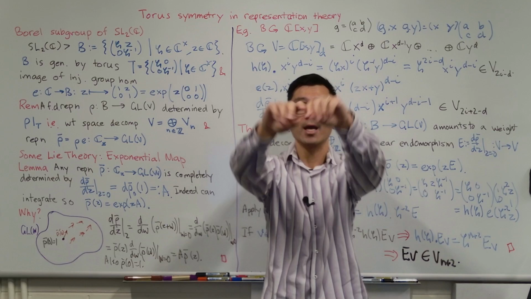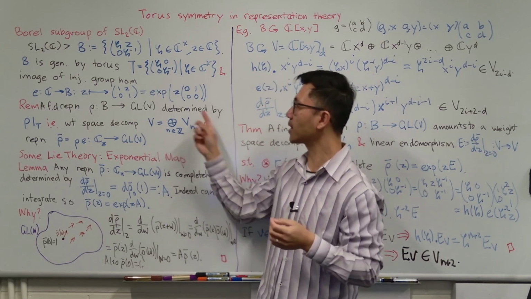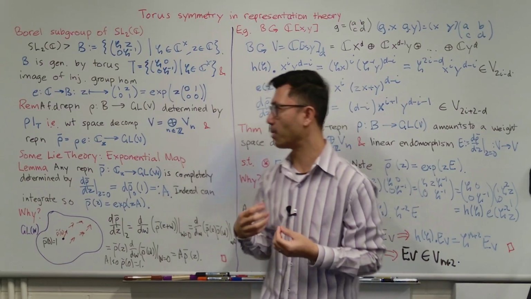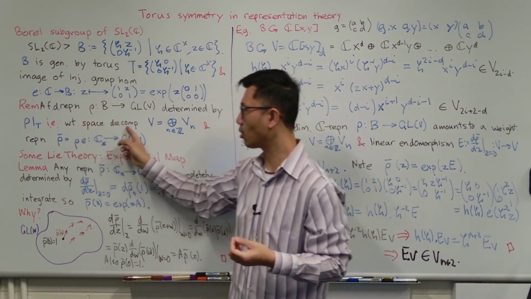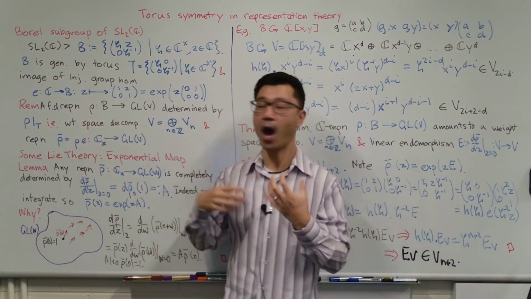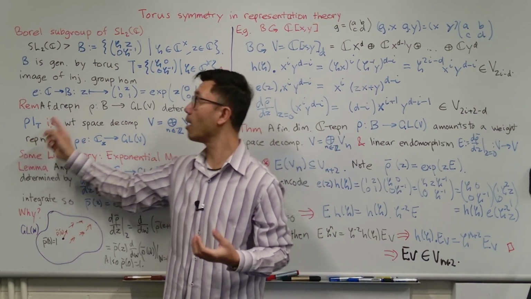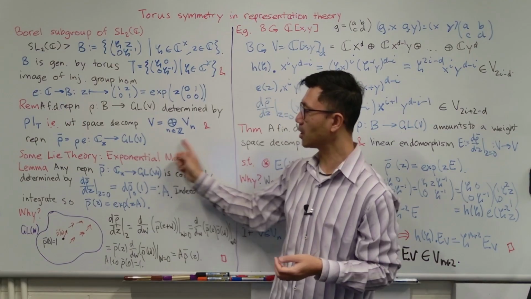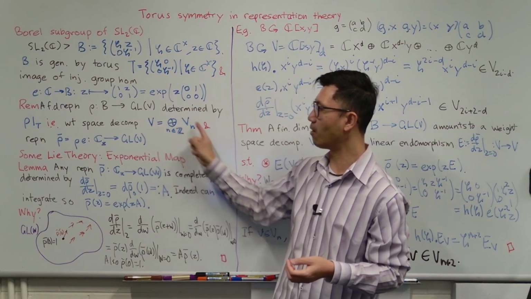Okay, so it's equivalent to giving, in this case, since it's a one-dimensional torus, you just need to give a Z-graded vector space. That's called the weight space decomposition, which gives you the simultaneous eigenspaces with respect to the matrices inside this T. Okay, so there's a weight space decomposition, V equals the direct sum of these V_n.